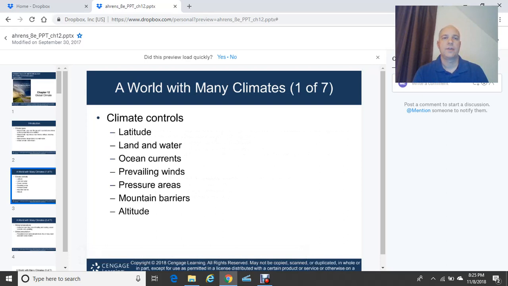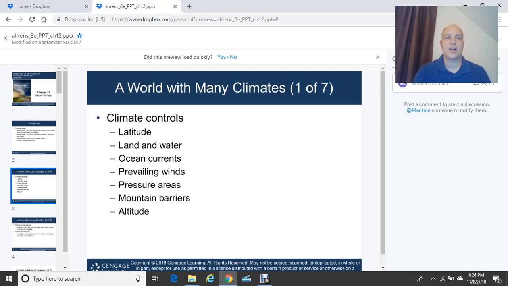So there are many different climates around the world, okay? And one of the main driving forces that control what type of climate an area receives are what's known as climate controls. Some examples of climate controls are latitude, land and water distribution, the ocean currents, prevailing winds, pressure areas, mountain barriers, and altitude. How high above sea level is a specific location?